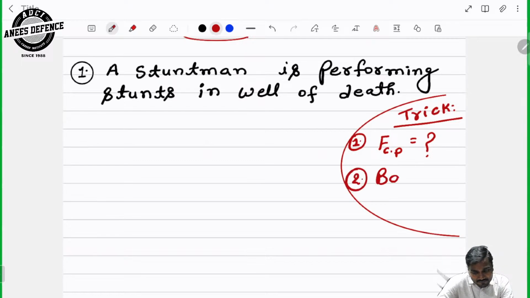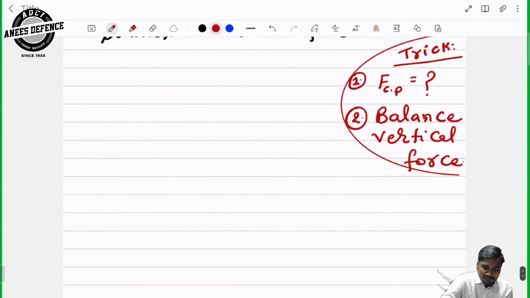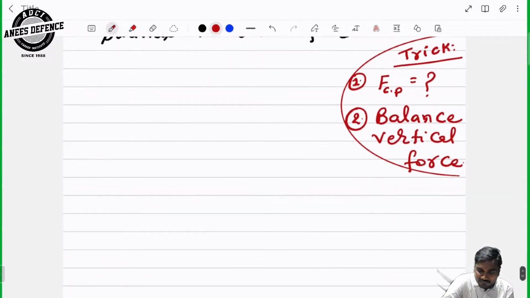balance vertical force. So you have to apply two tricks. Then you can calculate minimum velocity. Listen.